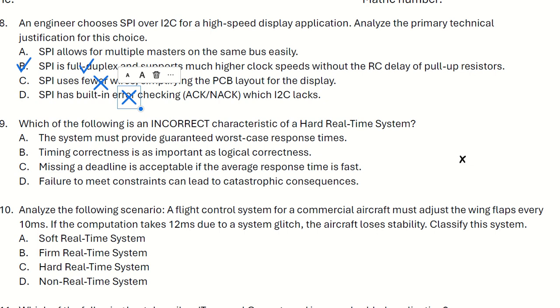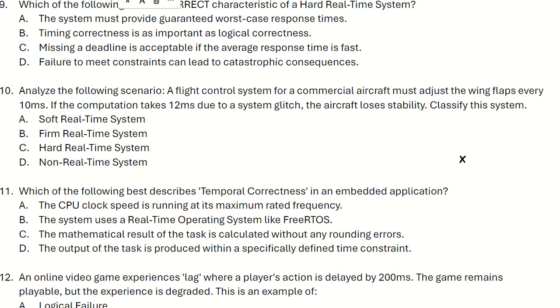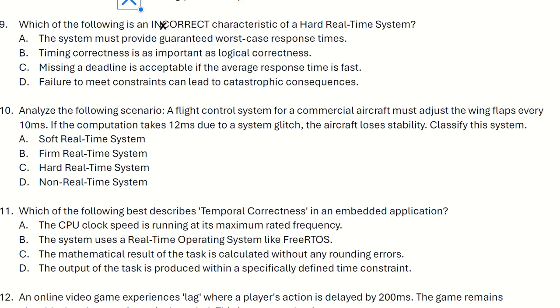Okay, so next, number 9. Which of the following is an incorrect characteristic of a hard real-time system, chapter 1? The system must provide a guaranteed worst-case response time. Must guarantee worst-case response time. This one is okay.